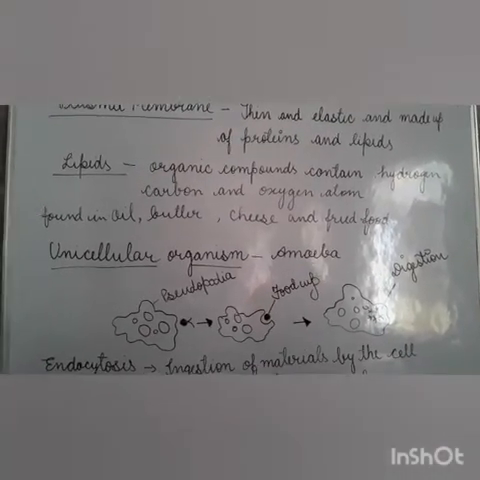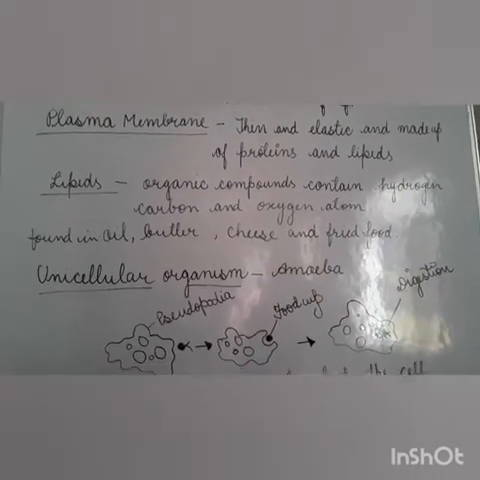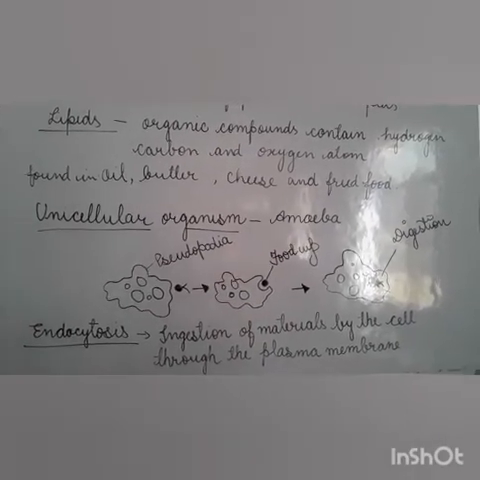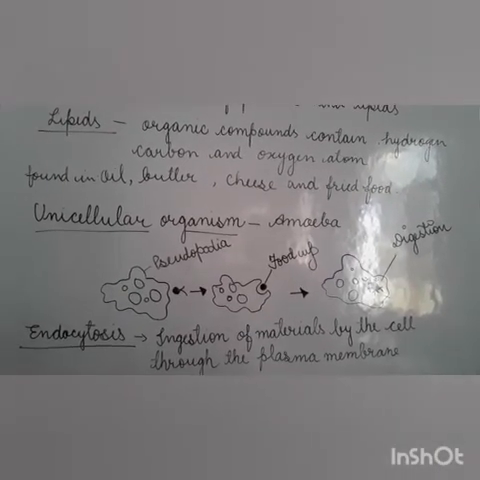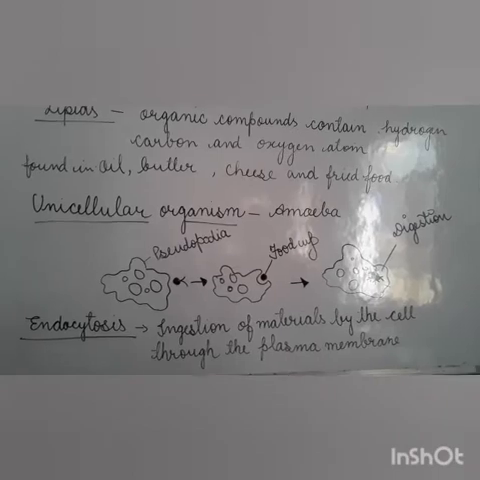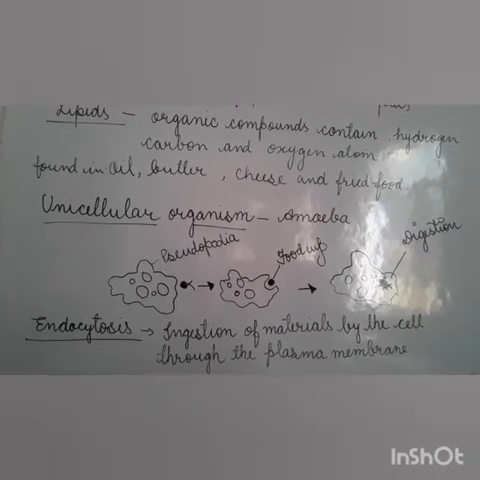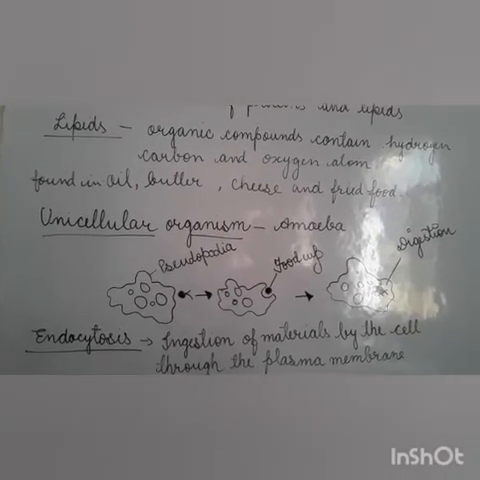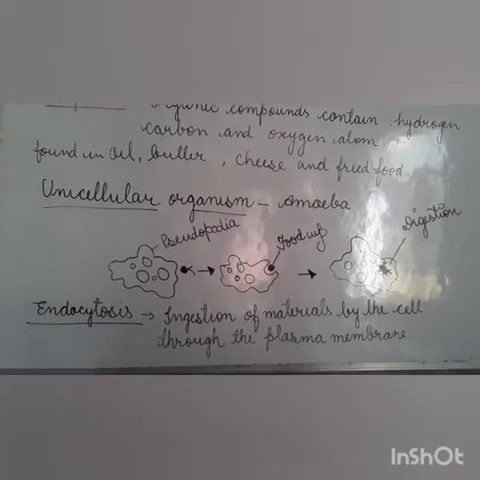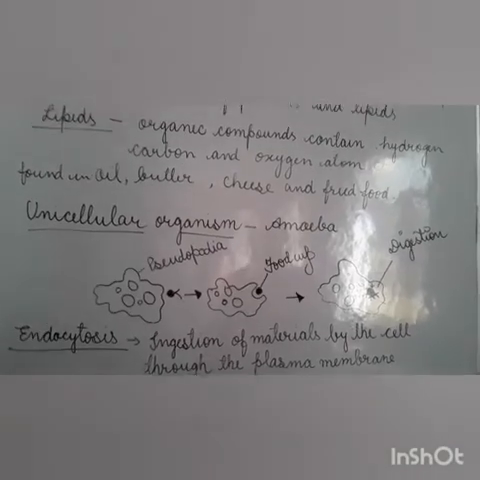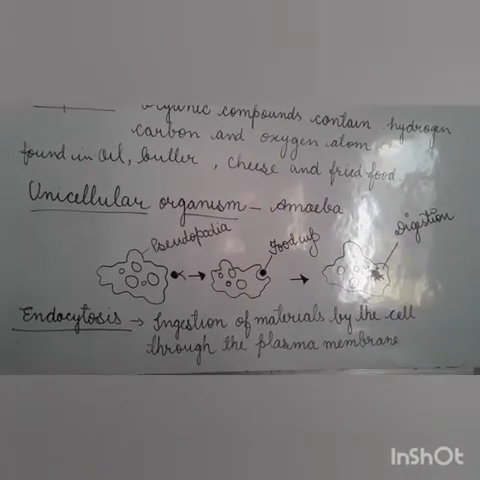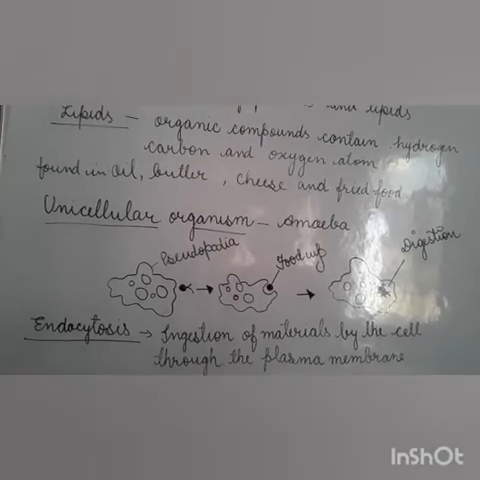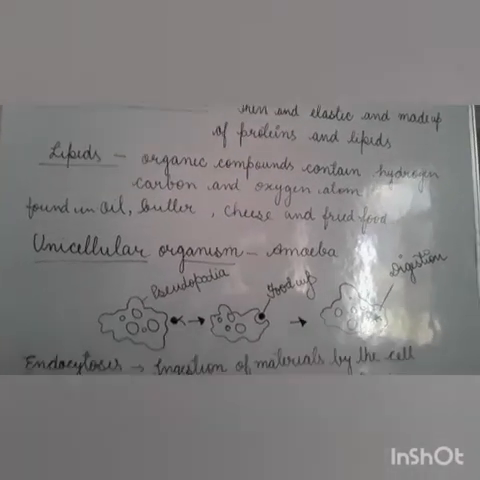The plasma membrane is very flexible, and this feature helps in various ways. Unicellular organisms like amoeba engulf their food with the help of the plasma membrane, because they don't have a specific organ for the intake of food. Amoeba is a jelly-like structure which has false feet. What do we call these false feet? Pseudopodia. It forms a cup-like structure which engulfs the food. Due to the flexibility of the plasma membrane, amoeba engulfs its food, and this is called endocytosis.